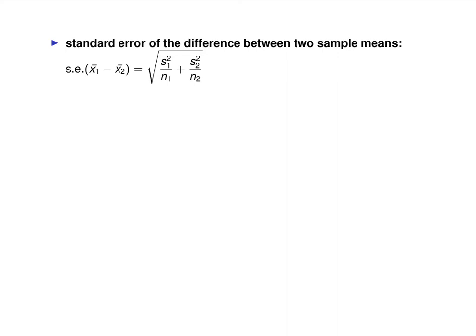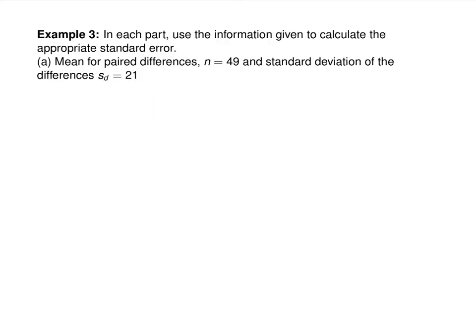All right, now if we have two sample means, so two independent groups, the formula for the standard error there is the square root of S1 squared over N1 plus S2 squared over N2. And you'll be able to distinguish when to use this and when to use the formula for the standard deviation of paired differences, which is basically the same one as for x bar.